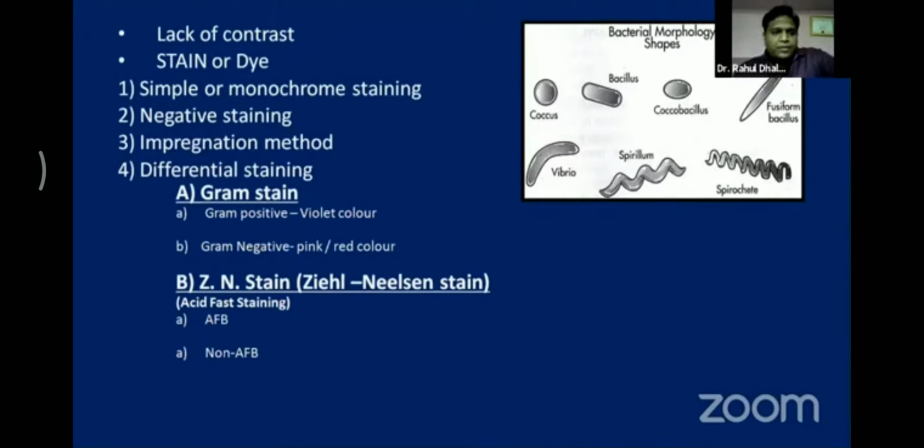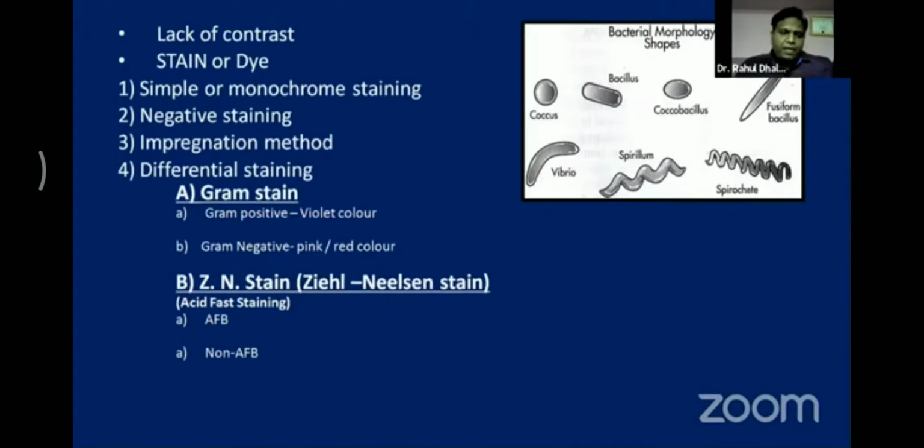Impregnation method is for very thin bacteria like spirochetes, which do not have much protoplasm, so we cannot easily stain them. So the stain can impregnate all over the body and we can observe them. Then the fourth one, differential staining, differentiates between two categories. This differential staining has two main types: one is Gram stain and the second is ZN stain.